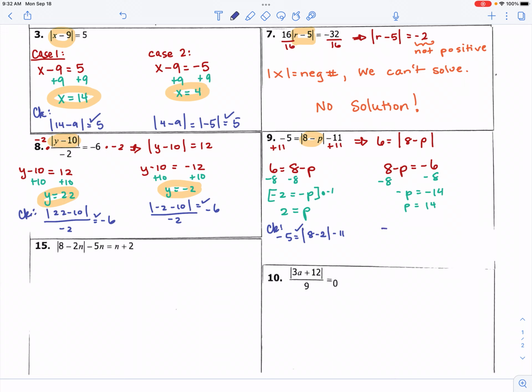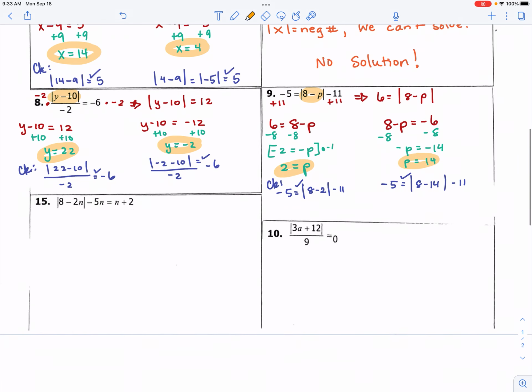And then here we go back to our original: 8 minus 14, absolute value of that, minus 11. Again, that works out. Just use your calculator to help you out there. Remember, your calculator does have the absolute value symbol that you can use to solve these problems easily. So both of these are possible solutions.